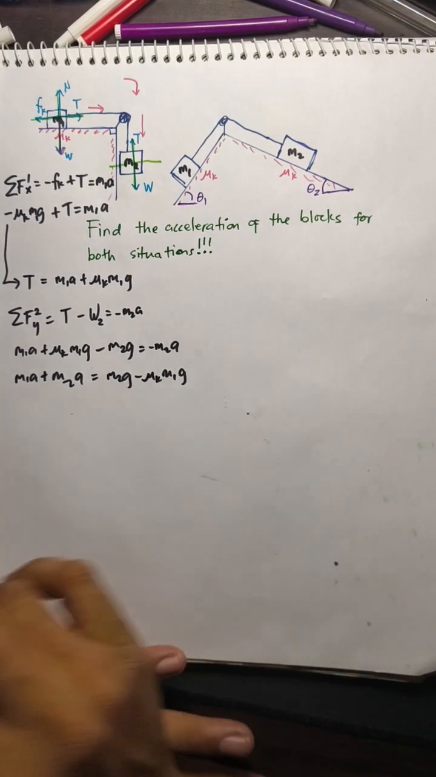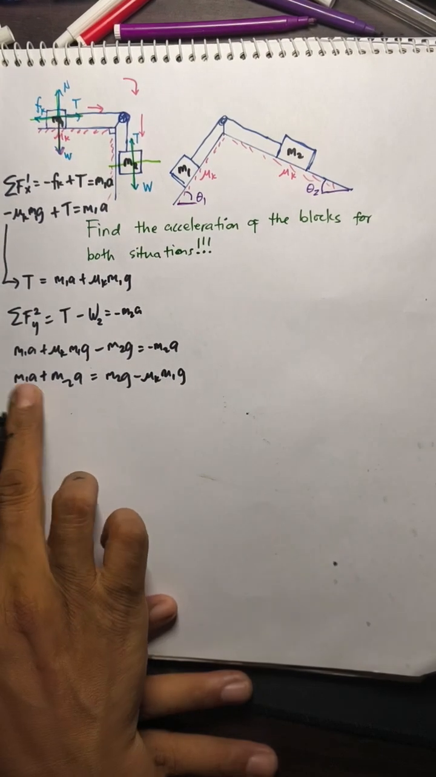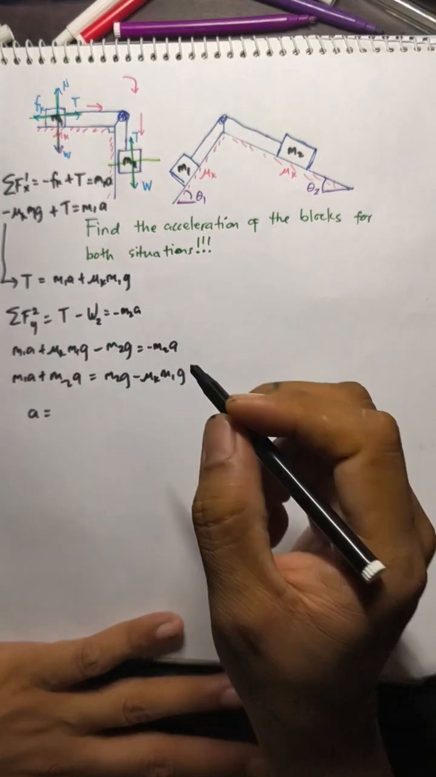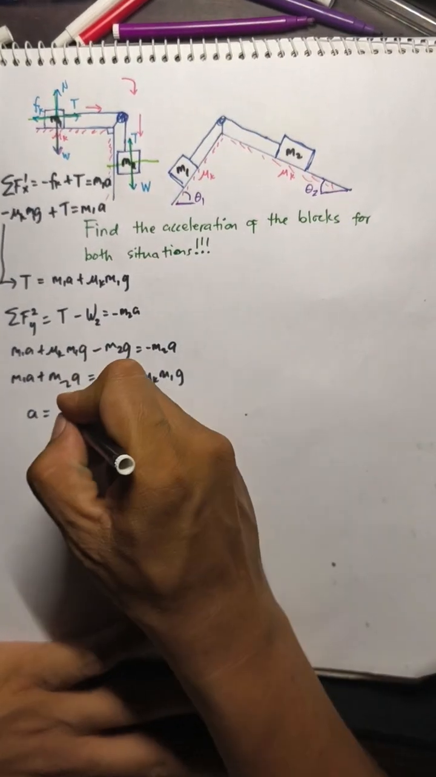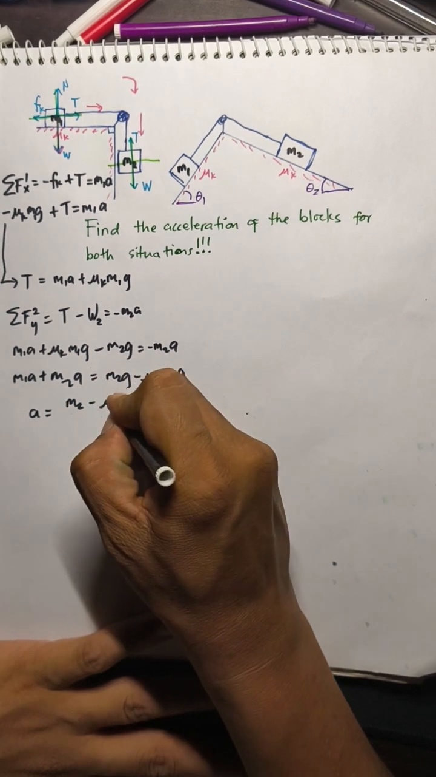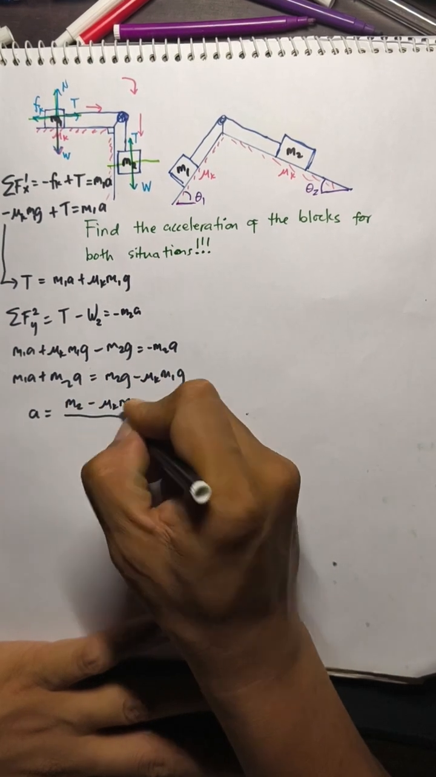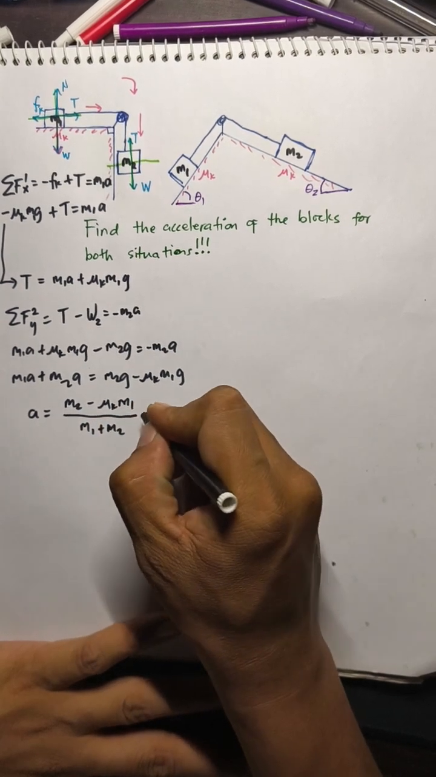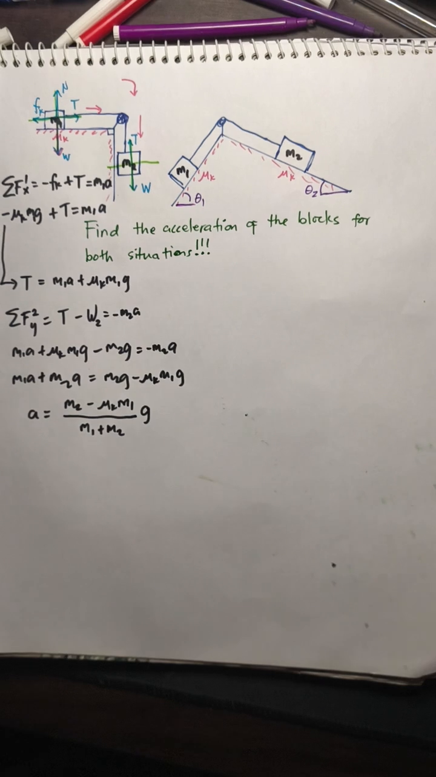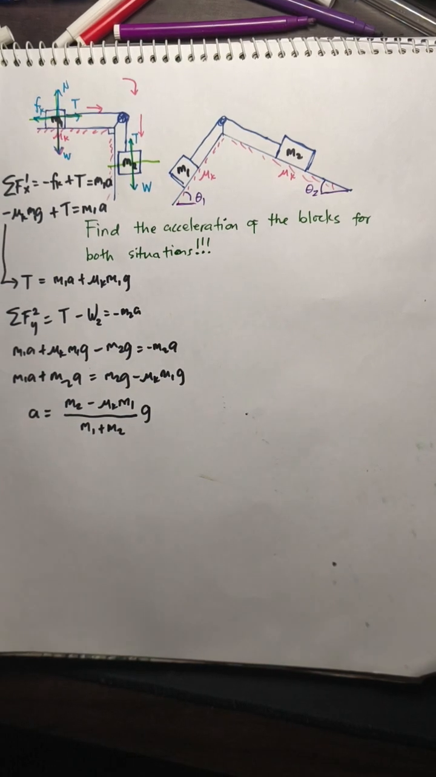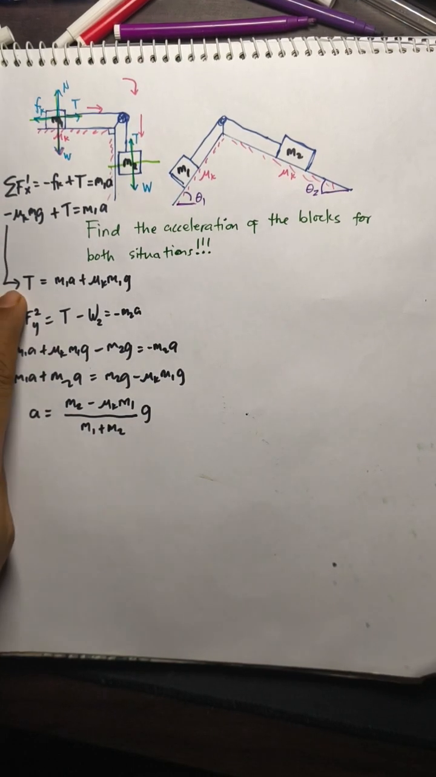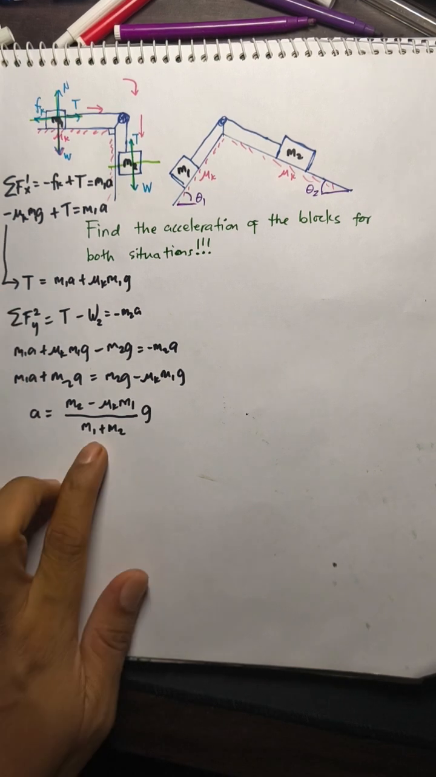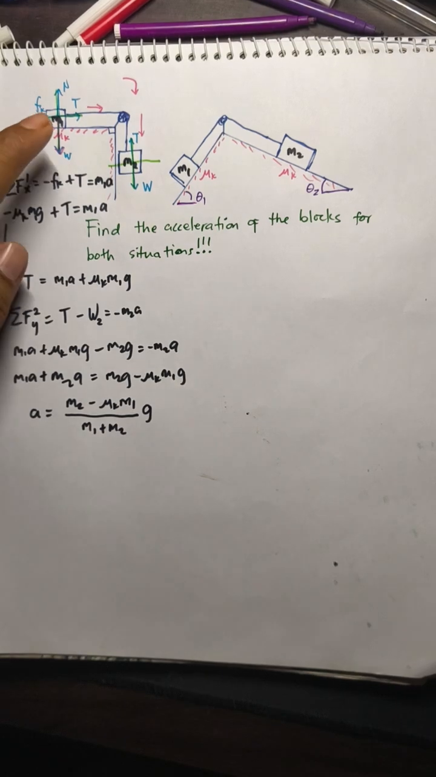And all we have to do now is factor out a and divide by that factor. So we can now factor out g here. So we have a equals m2 minus mu k m1 over m1 plus m2, times g. Okay, so that will be our acceleration. We can also solve for the tension in this case, but we're not interested in the tension. Okay, so now we have solved this problem here.